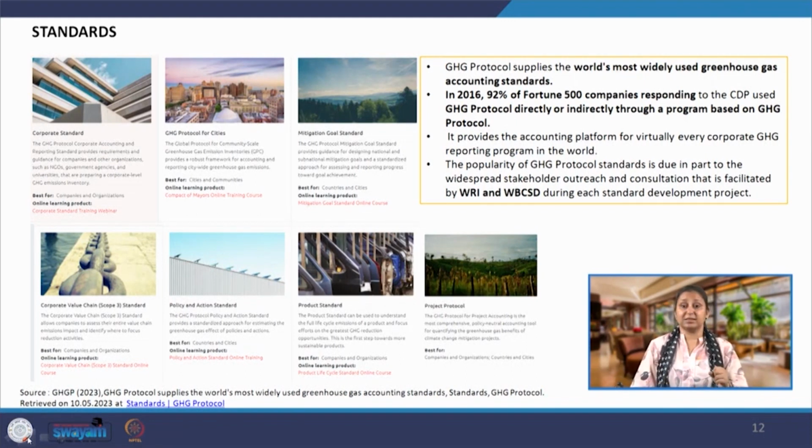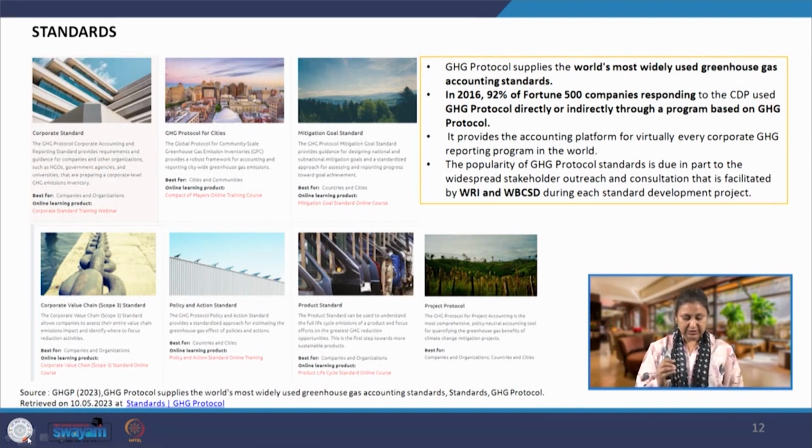Then we are looking at the policy and action standard. It provides a standardized approach for formulating policies for reducing GHG emissions. So, the governments, different companies, they have to formulate policies to achieve the targets of reducing GHG emissions. So, this particular standard provides them with a standardized framework on how to formulate the policies.